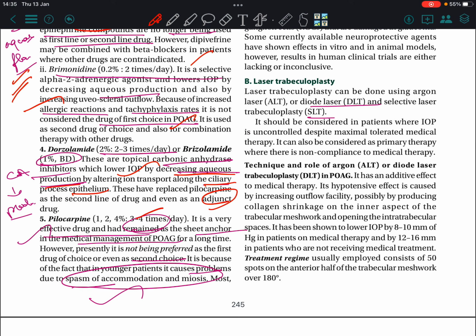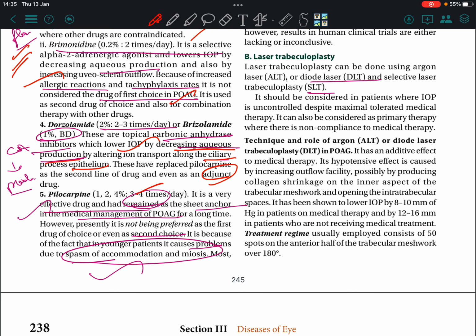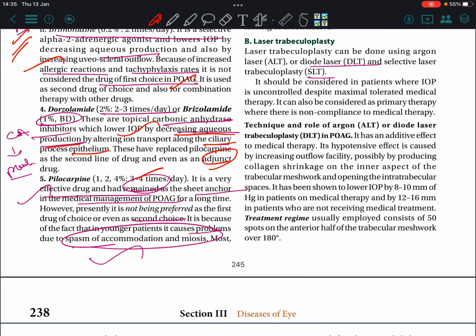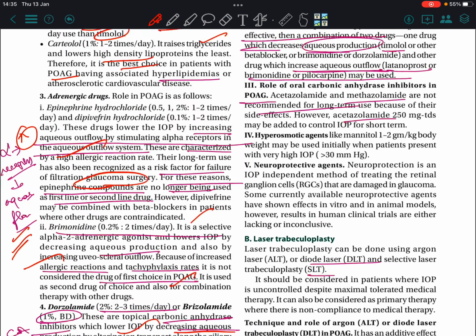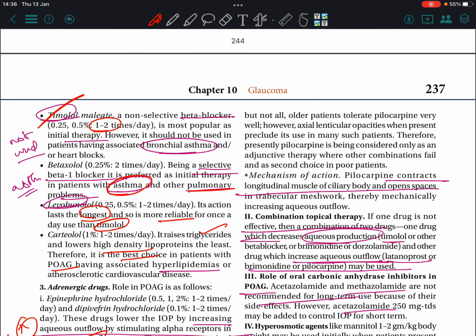Pilocarpine 3 to 4 times a day. It is a very effective drug and had remained the sheet anchor in the medical management of POAG for a long time. Presently, it is not preferred, not even as a second choice. This is because in younger patients it causes problems due to accommodation and miosis. Mostly it is used in old patients. Mechanism: pilocarpine contracts the longitudinal muscle of the ciliary body and opens spaces in the trabecular meshwork, thereby mechanically increasing aqueous outflow.